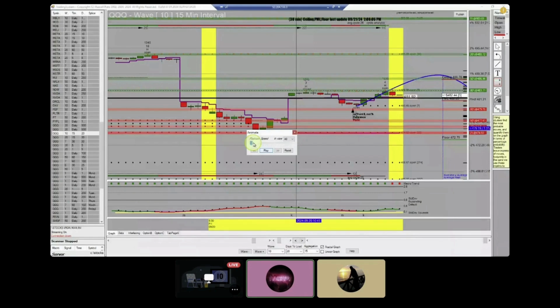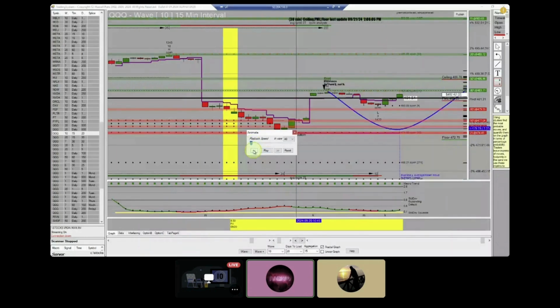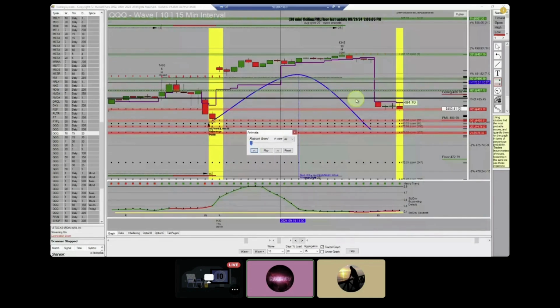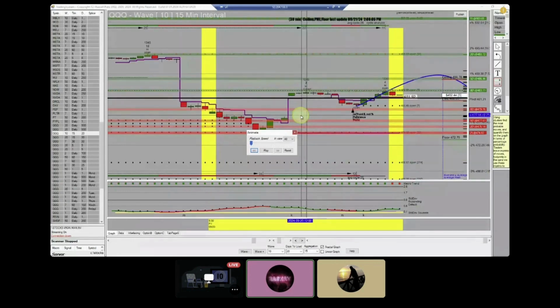We can go a lot more back at it, and let's just say that you want to backtest the moves of the mean wave. This blue line is actually the mean wave, and let's say you want to backtest that. You can do that using this tool right here, the animate one, and also by using the slider. Make sense? Yes. Okay.